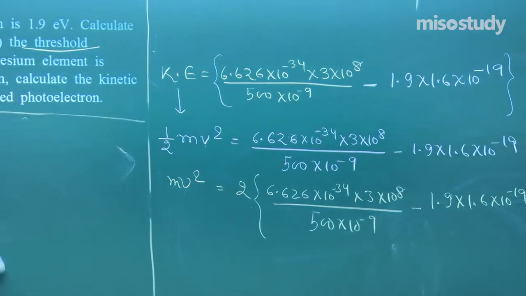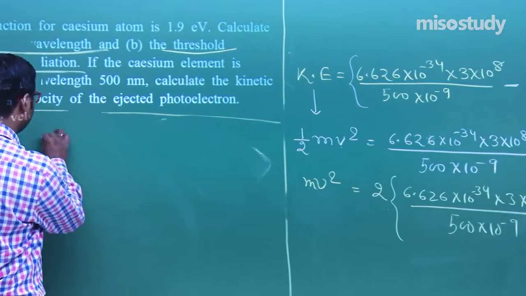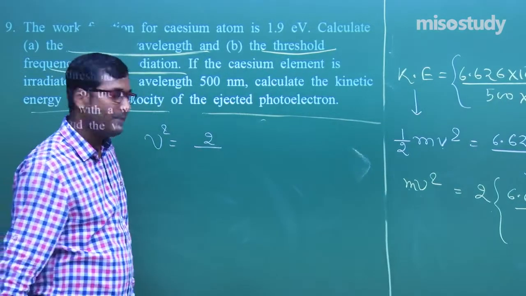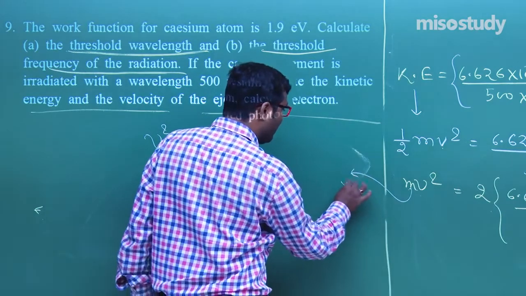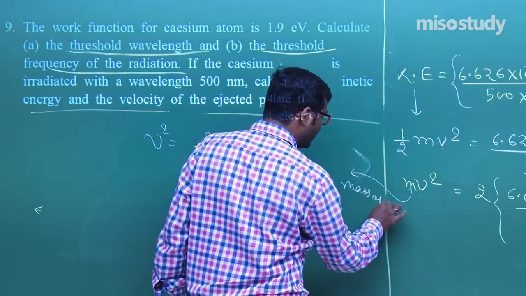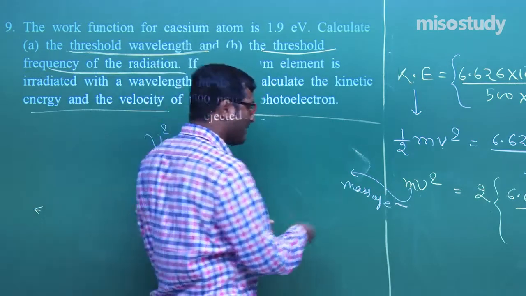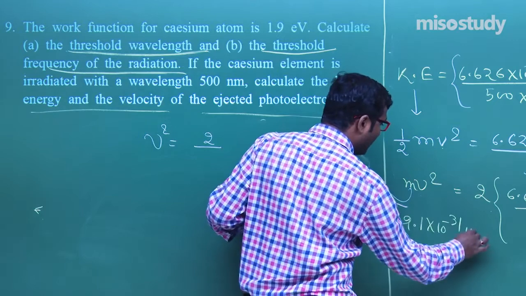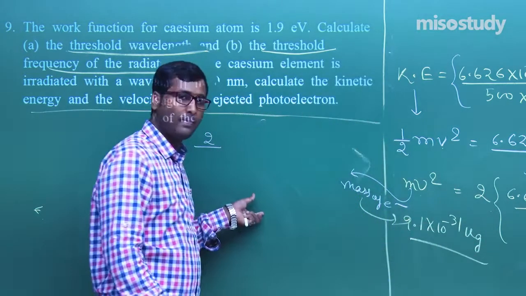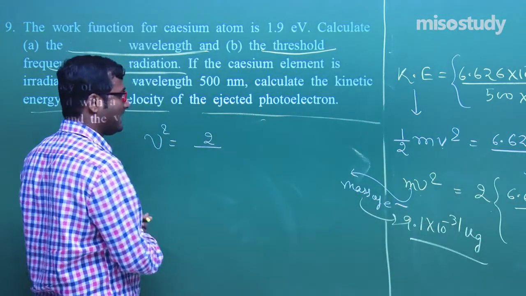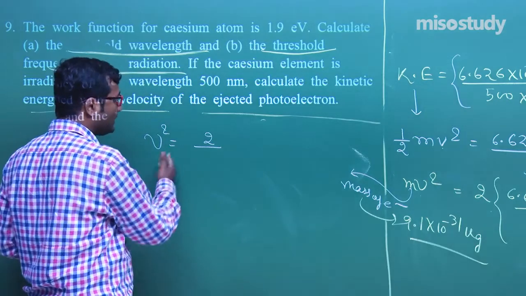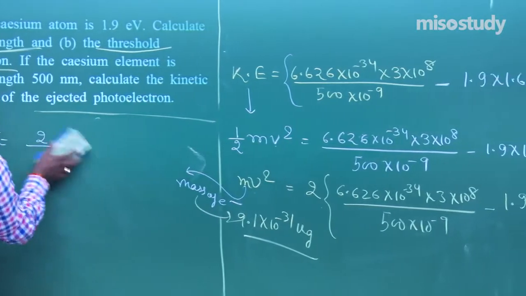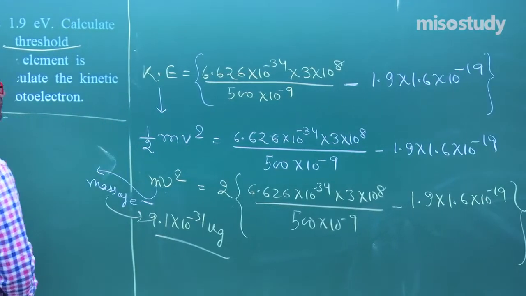Finally, V square is equal to 2 upon m. What is m? That is the mass of electron. Clear to you? And what is the mass of electron? That is 9.1 into 10 to the power minus 31 kg. Now put this value, you will get the answer. So V square, put here mass of electron, and after solving, you will get the value of velocity.